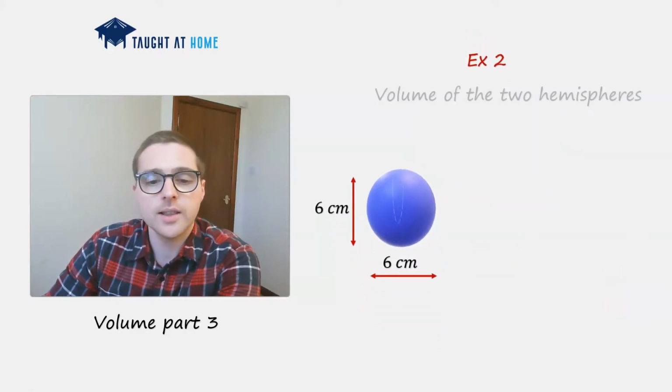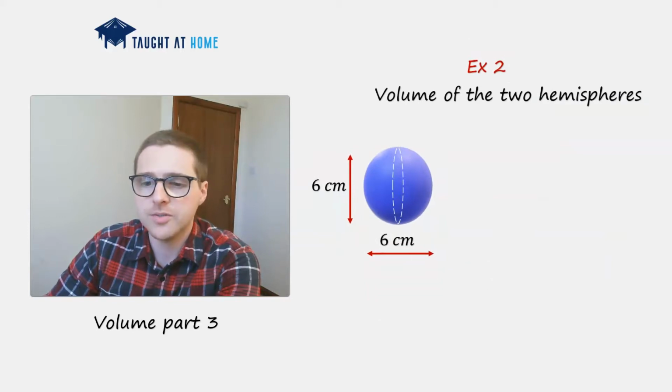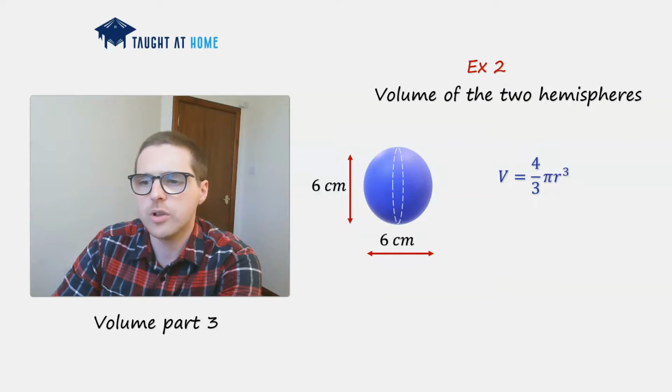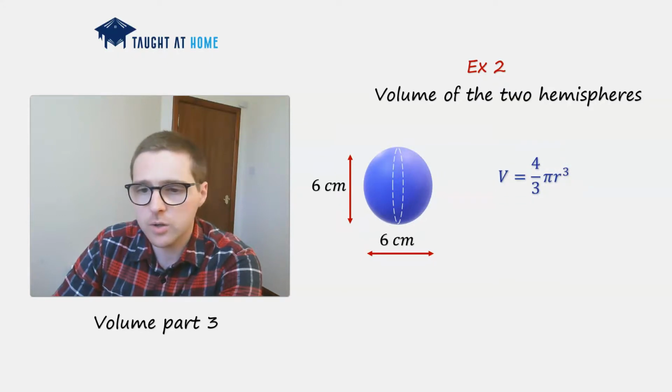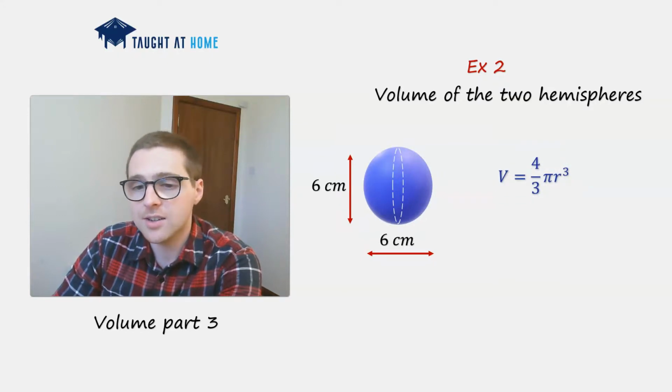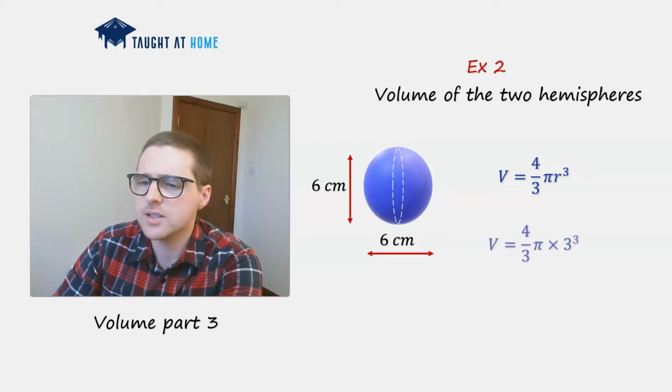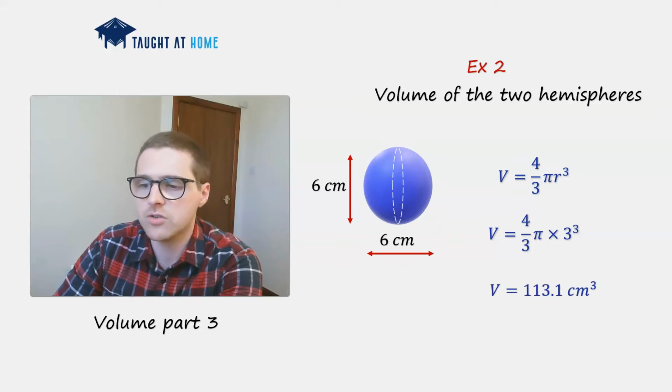Okay, so let's go and calculate the volume of the 2 hemispheres, which we've modelled as a full sphere. We can say that the volume is 4 over 3 pi r cubed. Well, in this case, r, the radius, is going to be half of 6, which would be 3 centimeters. So we can say that it's 4 over 3 pi times 3 cubed, which is 113.1 centimeters cubed, using your calculator and rounding it to 1 decimal place.